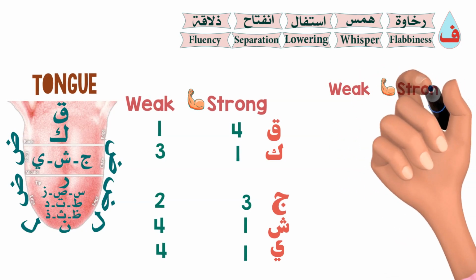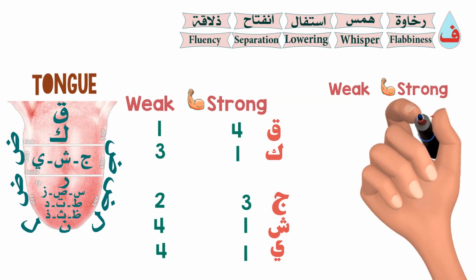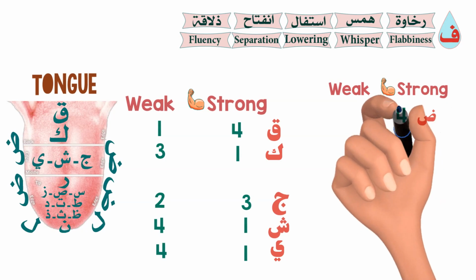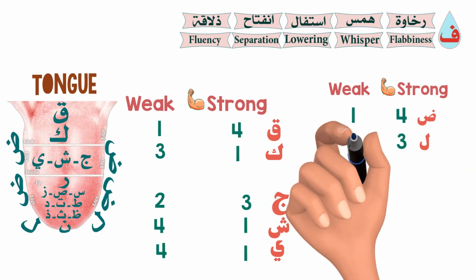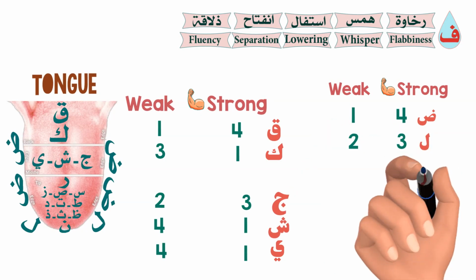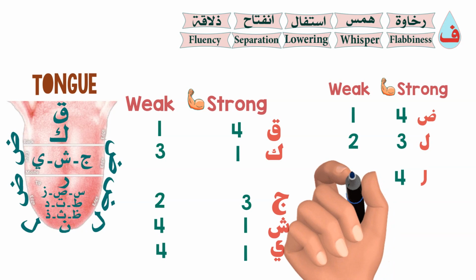Now, the two edges of the tongue. The first is the Dad, which has four strong characteristics and one weak. Lam has three strong ones and two weak ones. Now, the tip of the tongue.